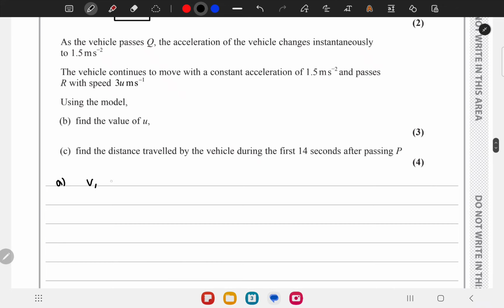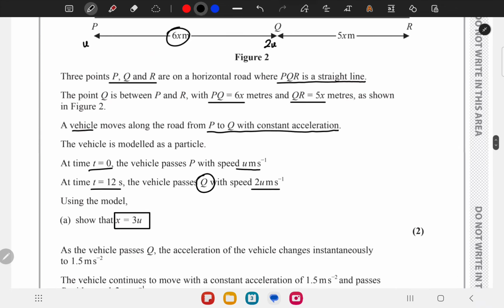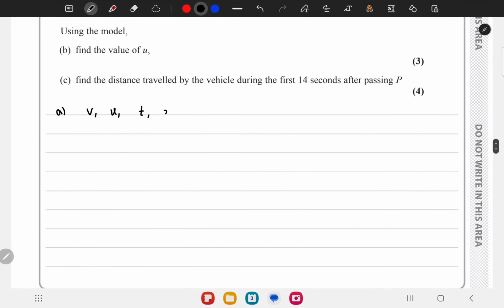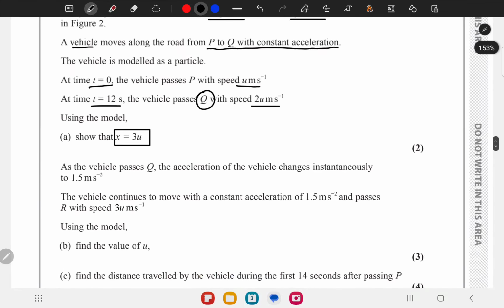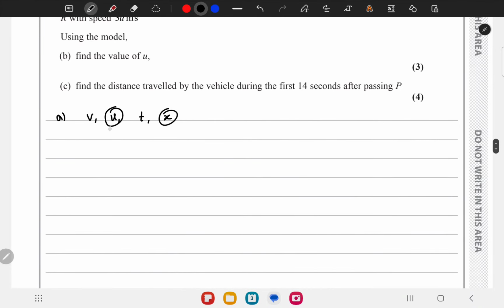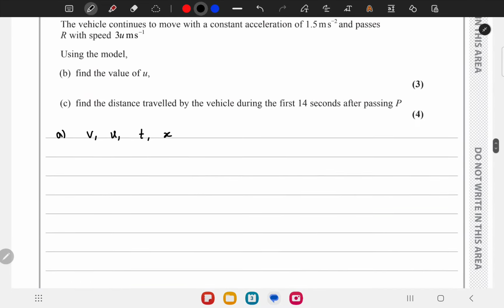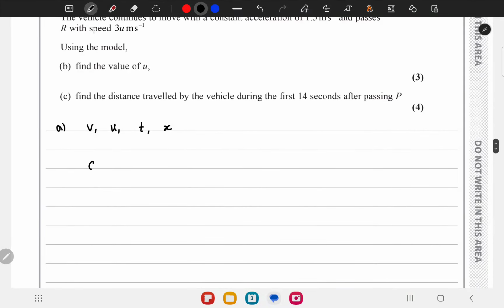So we know the final velocity, the initial velocity, the time and the displacement. We have to show that x is equal to 3u. So we have to find a relationship between x and u. So we'll involve the equation which has all 4 of them and does not contain a. So in this case it would be 6x the displacement, which is equal to, so s equals u plus v by 2 times t. In this case s is 6x, the initial velocity is u, the final velocity is 2u, and the time is 12.